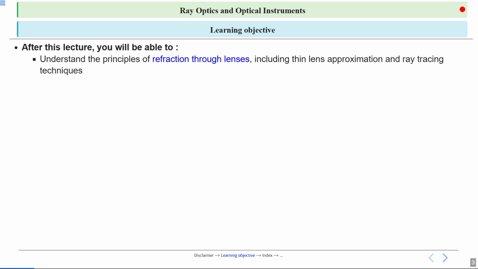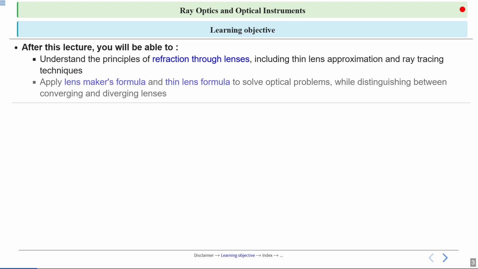After this lecture you will be able to understand the principles of refraction through lenses. So far we have discussed refraction through spherical surfaces. Now today we are going to discuss refraction through lenses, including thin lens approximation and ray tracing techniques. We have discussed ray tracing techniques, or the standard rays that we select to form a ray diagram, to form an image in mirrors. So now in lenses, we are going to discuss thin lens approximations and ray tracing techniques.